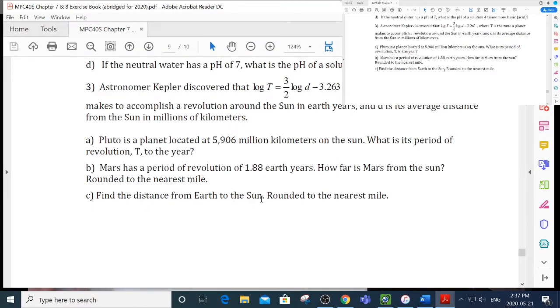Was there a C to part 3? Yes, there was. C3 is find the distance from the Earth to the Sun. Oh yeah, I had people stuck on this one. This is a good one. It's like, hey, well, they don't give me any numbers.